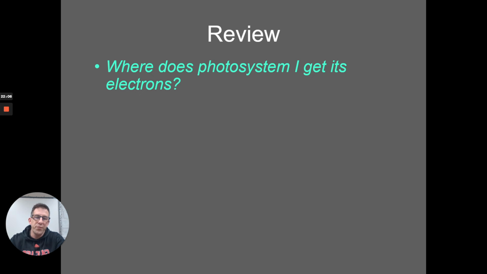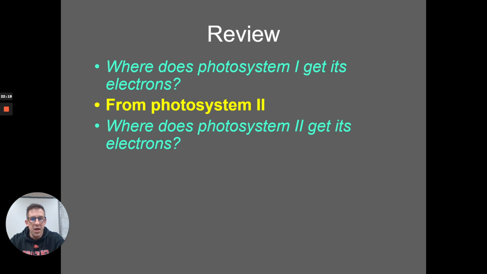Okay? So let's just do a quick review. Where does photosystem 1 get its electrons? See if you can answer this. Pause the video. Photosystem 1 gets its electrons from photosystem 2. Go back and check the diagrams and the explanations if you don't believe me. Where does photosystem 2 get its electrons? Photosystem 2 gets its electrons from water.